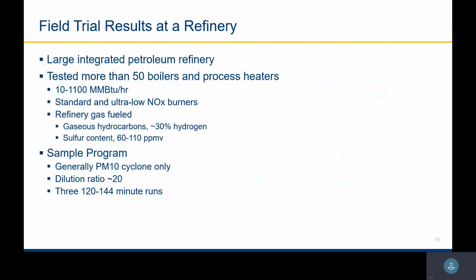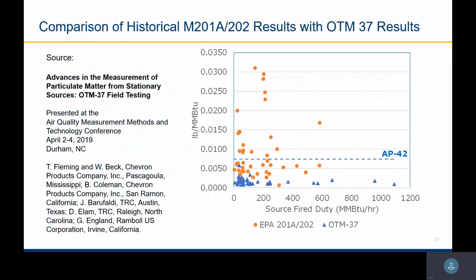We ran short test runs. They were only like 2 to 2.5 hour long test runs, as opposed to running extended test runs. What we found on our results after this program was that the new method, the OTM 37 results, were consistently below the AP42 factors by a considerable amount.